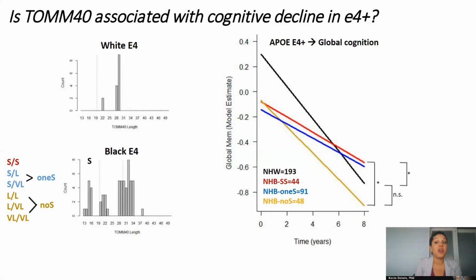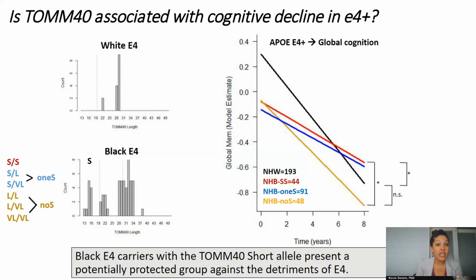Where we do see a difference, though, is between white E4 carriers, the black line, and Black E4 carriers who do carry a short allele, which is represented by the blue and red, such that these Black E4 carriers who carry short are just showing a slower rate of cognitive decline relative to the other groups. So when we're starting to look at Black E4 carriers in our other studies, if we're not taking into account other genetic variation that is specific to them that may be a risk for cognitive impairment or dementia, it may actually be muddying up our analyses a bit.